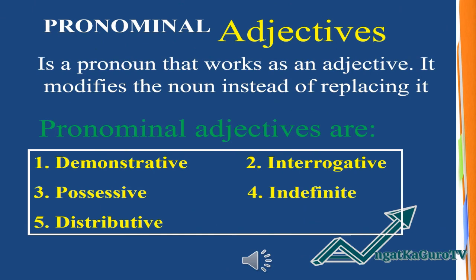Let's proceed to pronominal adjectives. A pronominal adjective is a pronoun that works as an adjective. It modifies the noun instead of replacing it. The pronominal adjectives are: 1. Demonstrative, 2. Interrogative, 3. Possessive, 4. Indefinite, and number 5. Distributive pronominal adjectives.